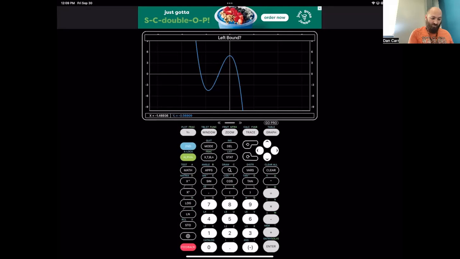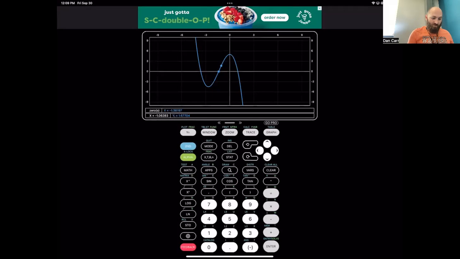So that means I'm going to do left bound. It's going to be below. Hit enter. Right bound is above. And it tells me right there it's negative 1.38197. Okay, so I have an approximate 0 there.